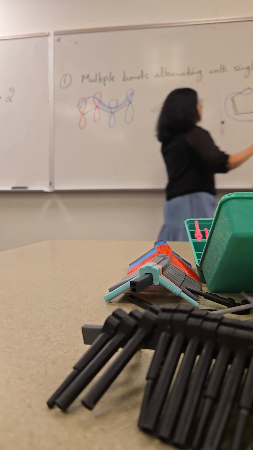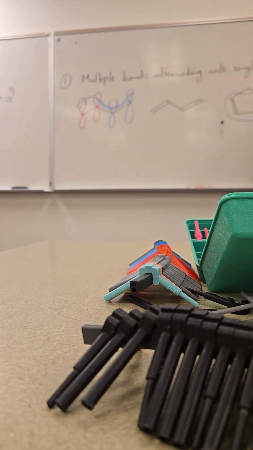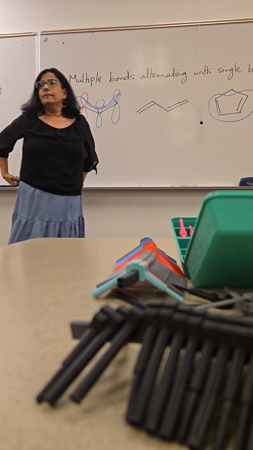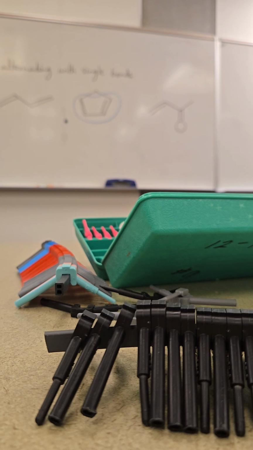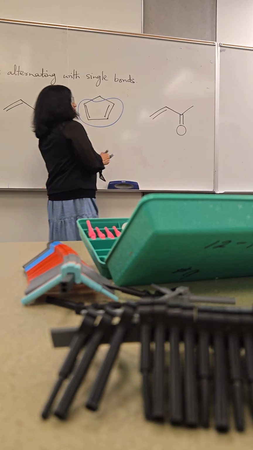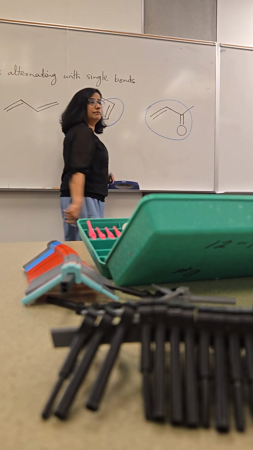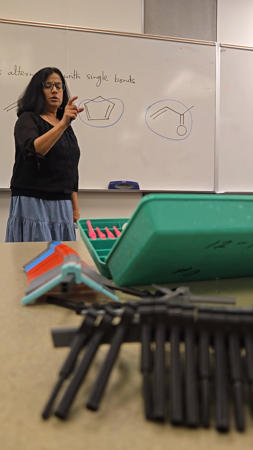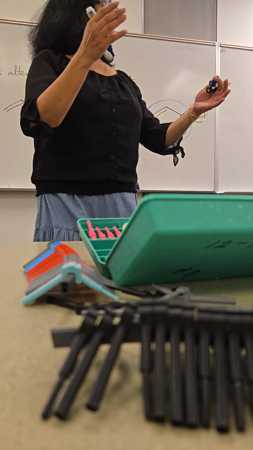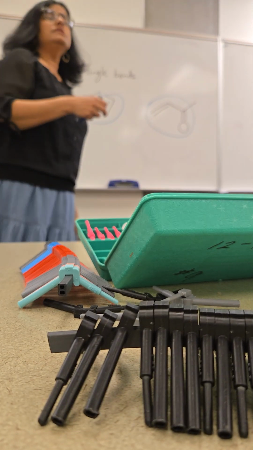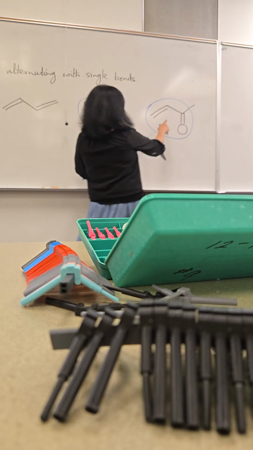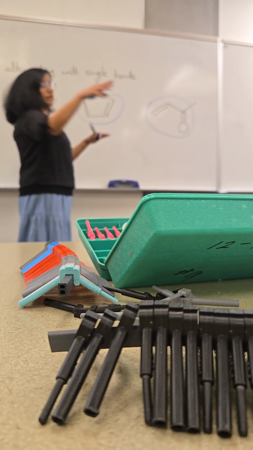And over here? How about this one? Can it have resonance? Yes, no, maybe. Where? Right there. Exactly. You have multiple bonds, because multiple bonds means pi bonds, which means p orbitals, alternating with single bonds. Yes, you can have resonance.